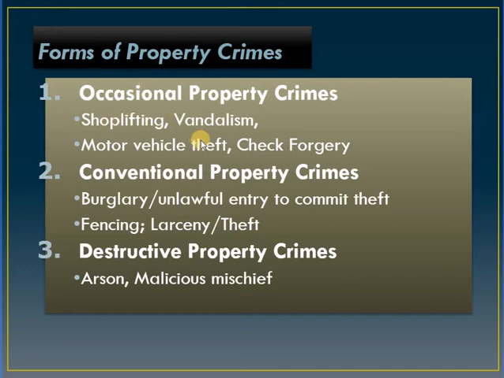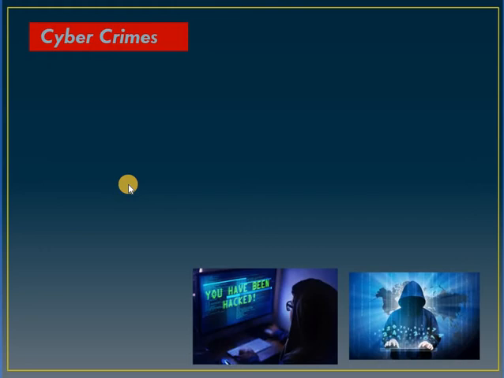Again, we have two types of conventional crimes. We have property crimes and violent crimes. Violent crimes are also known as index crimes, and property crimes are also known as non-index crimes. Next, and last two, cyber crime. So, what is cyber crimes?